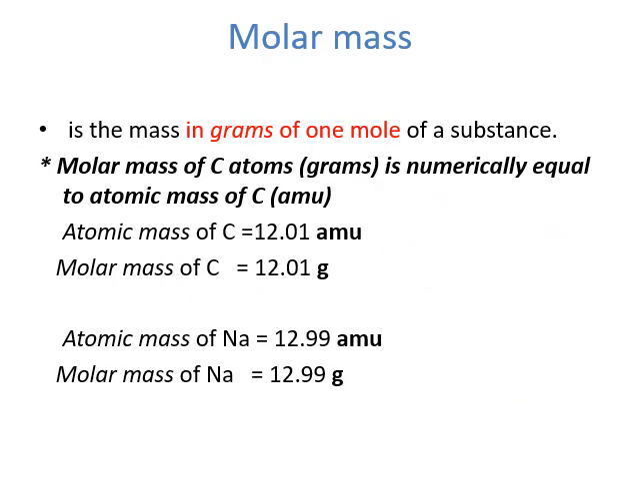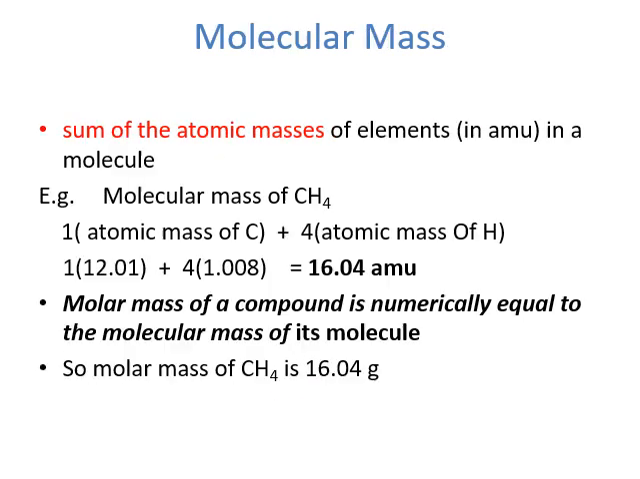In grams, for 1 mole of substance, the molar mass of a carbon atom is numerically equal to the atomic mass in AMU. The atomic mass of carbon is 12.01. The molar mass is the same, 12.01 gram. So we assume they are similar in gram. If you have nitrogen, 12.99, so it's equal to 12.99 gram.